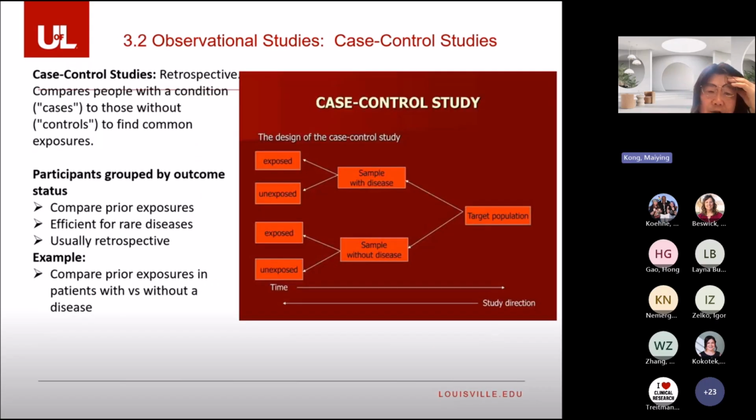For the case control study, you find the cases and the controls. You look back at their exposure, usually looking at the association between the exposure and disease outcome.